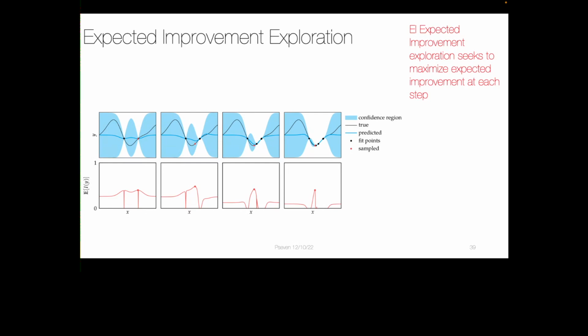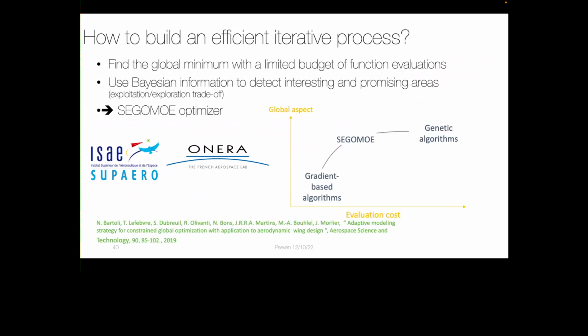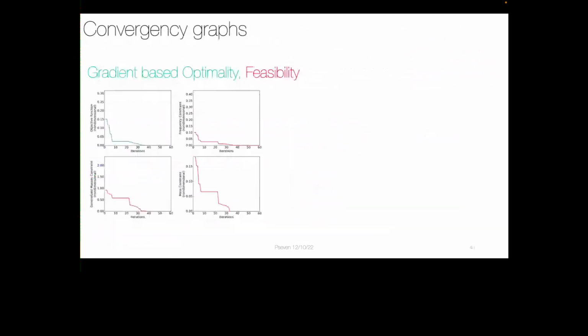So it can be viewed as a way to solve the global optimization problem with constraint. So how to build this with ONERA? We did it for a limited budget of function evaluations. We used Bayesian information to detect interesting and promising areas. And yes, so it's called SEGOMOE. You can find it in this paper.